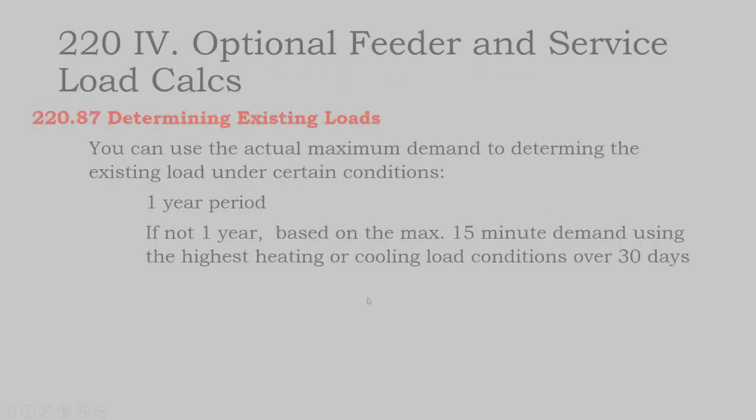Let's see. So, how do you determine your existing loads? You're actually allowed on existing constructions to base your load calculations off of real monitored usage. And so, you generally will use a 1 year period of load. And if you don't have 1 year, you base the maximum 15-minute demand using the highest air conditioning or heating load over the past 30 days.